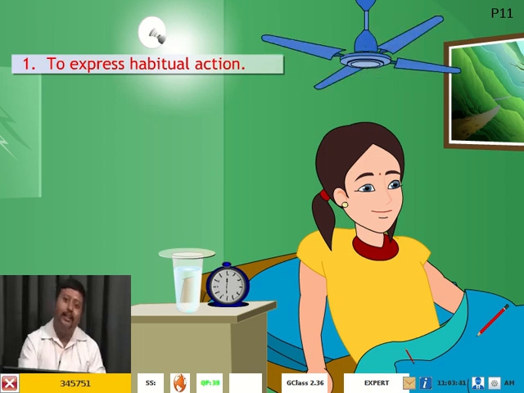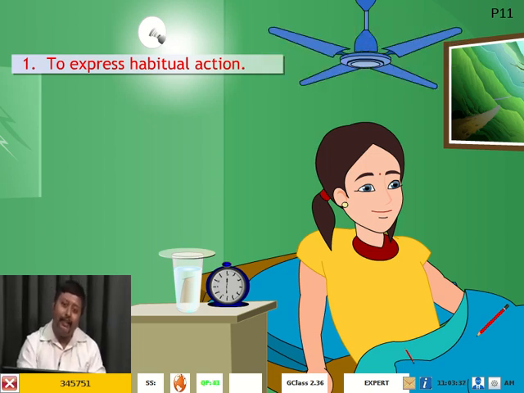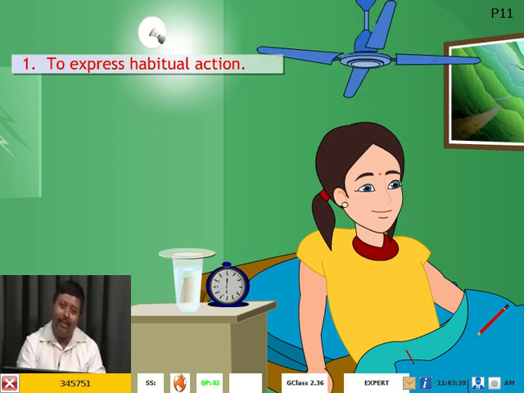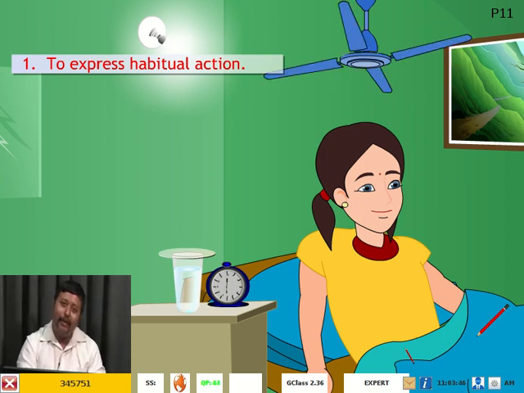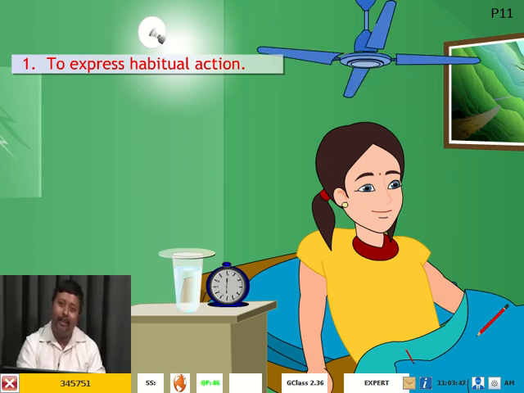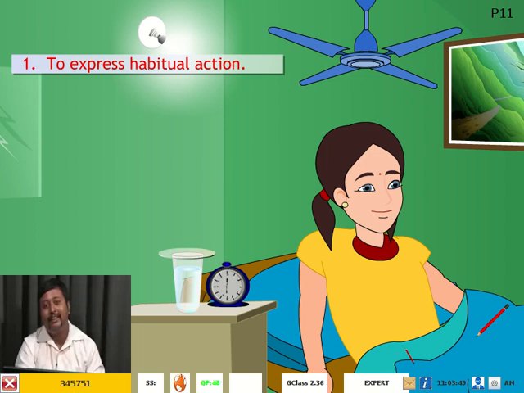Good. The line would be: she gets up at 6 in the morning. She gets up at 6 in the morning, or she wakes up at 6 in the morning. Okay.